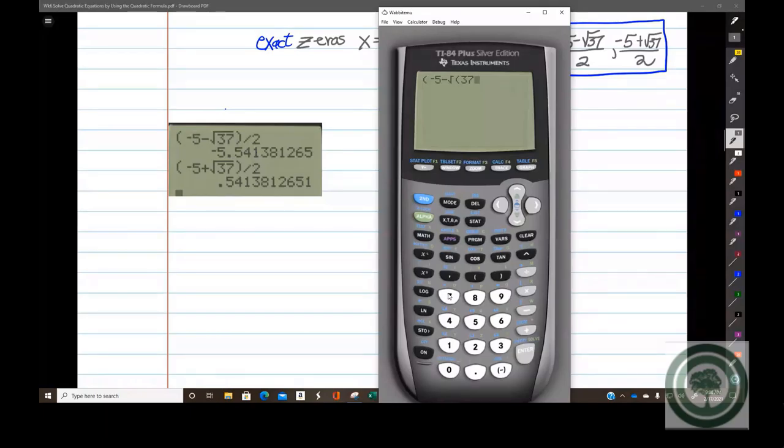Parentheses. Negative 5 minus the square root of 37. Now, I have to close the parentheses on the 37, but then I also have to close the parentheses from the very front, so I have to put in another set of parentheses and then divide by 2. Got it. Negative 5.54. Okay. See, awesome.